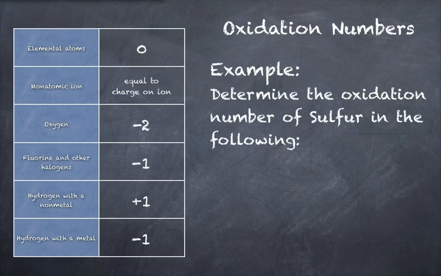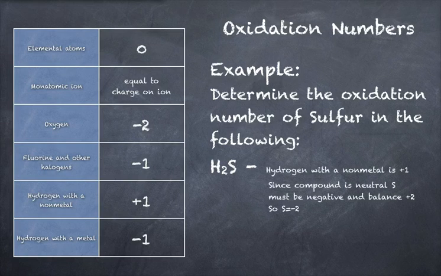So let's look at some examples. Let's start with hydrogen sulfide gas, H2S. We know from this table that hydrogen is positive 1 when combined with a nonmetal, so that makes 2 positive 1s, and the rule says that any compound must be neutral. There's no positive or negative charge on H2S, so it must be neutral. So sulfur has to balance the 2 positive 1s. In this case, it must be negative 2 so that it can balance.